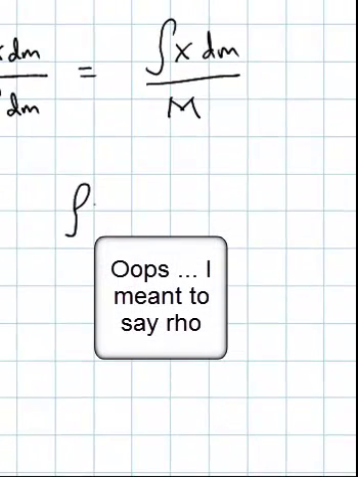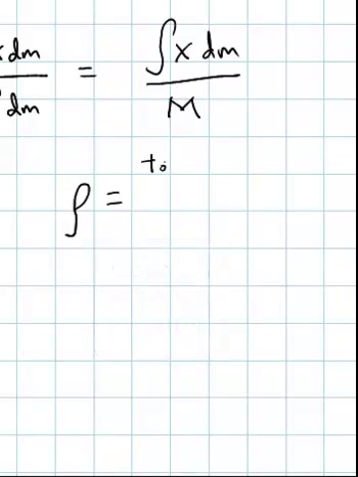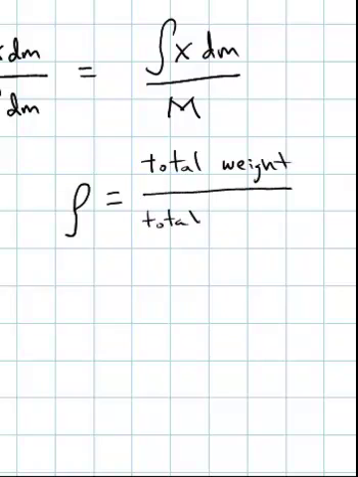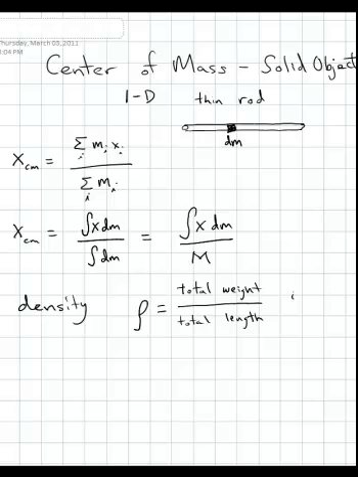Usually we use lambda for density, and if it's uniform, you're going to have the total weight over the total length. This is if it's uniform, right? By uniform density, I mean if you cut a 1 meter section out of the beginning, or out of the middle, or out of the end of the rope, they would all weigh the same. That's what I mean by uniform density.